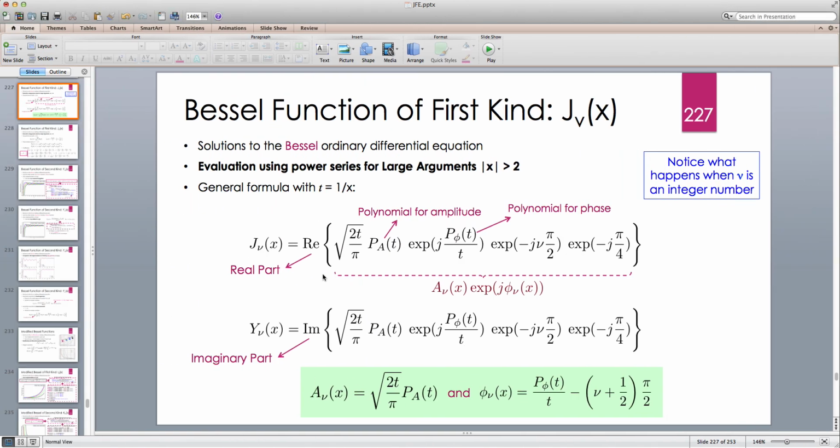What I would like to point out here is that I defined j nu and y nu based on the real and imaginary parts of a complex number here, and the real part is always real, and the imaginary part is also always a real number. So this definition works for real x values. When x becomes complex, we have to modify this definition a little bit, and we'll look at how we can actually do it in the next lecture.